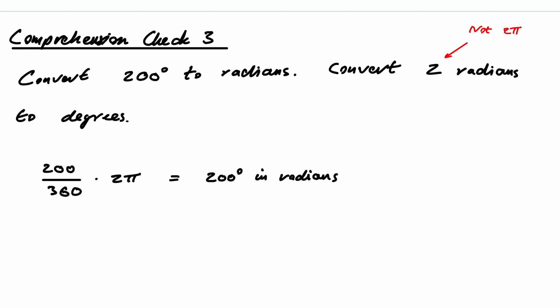All it represents is the angle where the arc length around the outside of the unit circle is just 2, not 2 pi, just the number 2. So we need to work out what proportion of a full circle this is. So this is going to be 2 divided by 2 pi. That's the proportion of the full circle given by 2 radians. But then we've got to write it in degrees, so we'd have to multiply this by 360. This is equal to 2 radians in degrees.